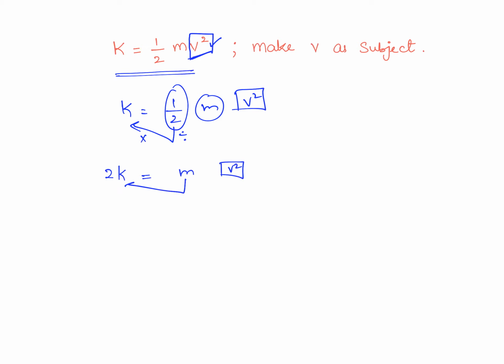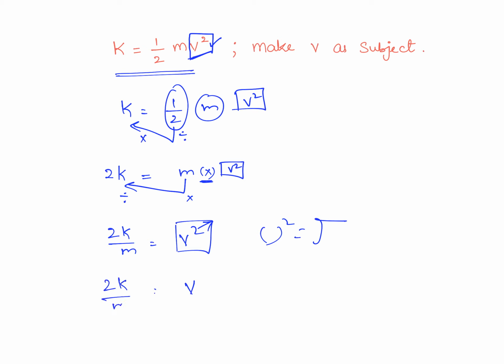Now m has to be sent. M is multiplying the v square, nothing is in between them, so it is called multiplication. It does division over here on the other side. So 2k by m equals to v square in the box. Now the square has to be removed. What is the opposite to the square? It is the square root. So v equals to 2k by m under the root. This is how v has been made subject of the formula.